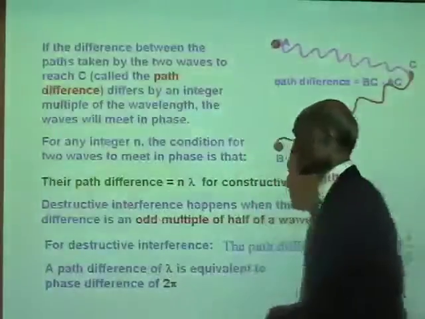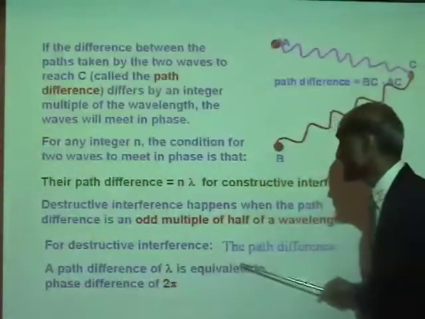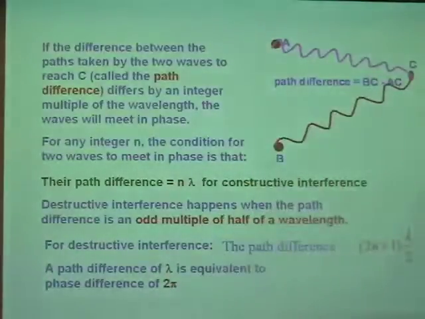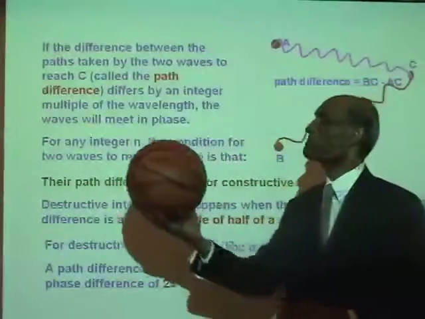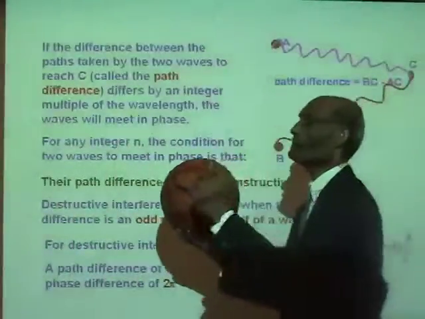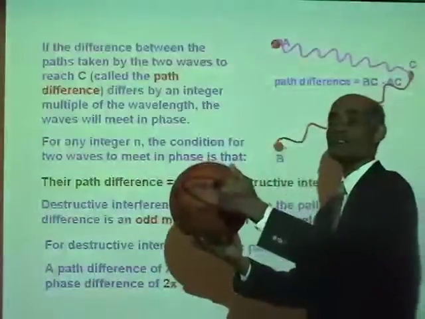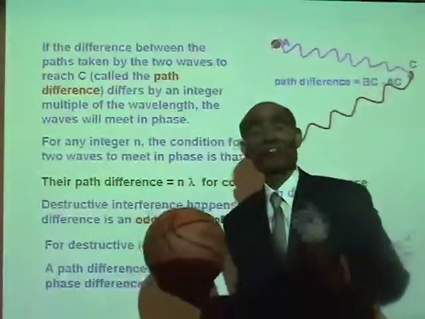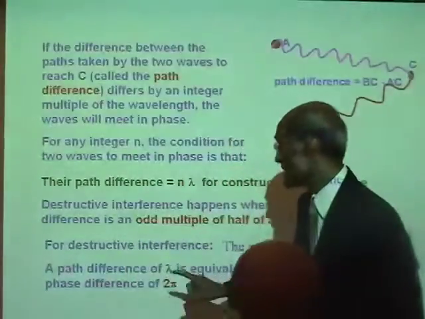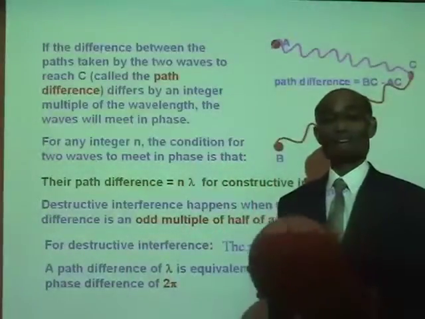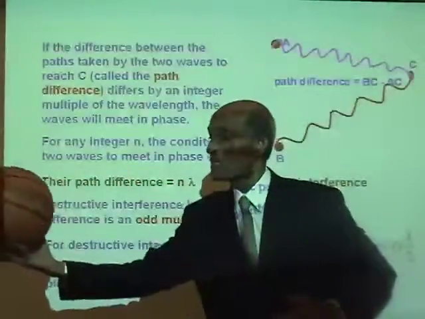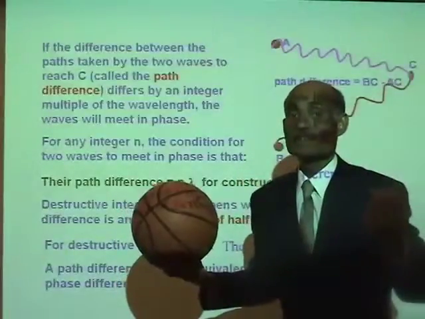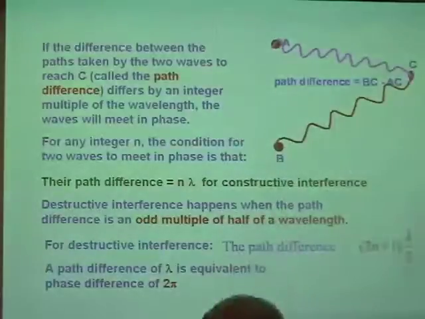Now, do you understand this? That the path difference of lambda is equivalent to the phase difference of 2 pi. I have explained that to you. By the time a particle completes one vibration, that means it has gone through 2 pi radians, the wave has advanced by 1 wavelength. So a path difference of 1 wavelength is the same as a phase difference of 2 pi. In that case, tell me, a phase difference of pi is equivalent to a path difference of what? It will be lambda by 2. Is that right? Yes.